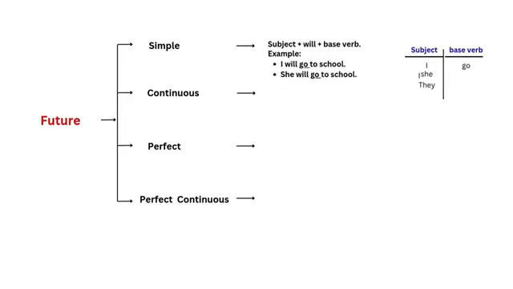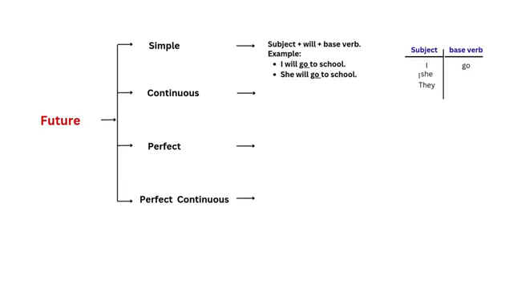Simple future tense. Subject plus will plus base verb. Example: I will go to school. This means that the person plans or intends to go to school at some point in the future. The action of going to school has not yet happened but will take place later.